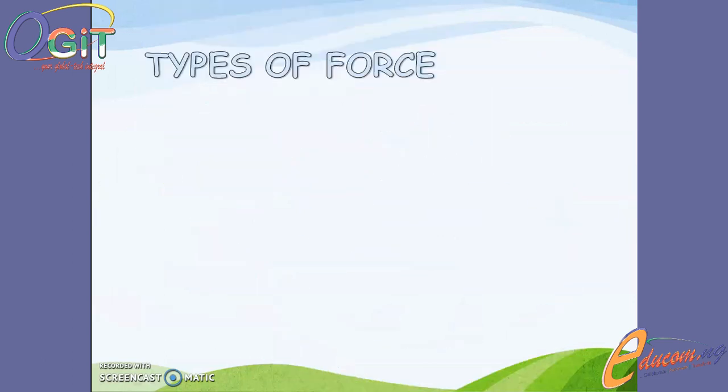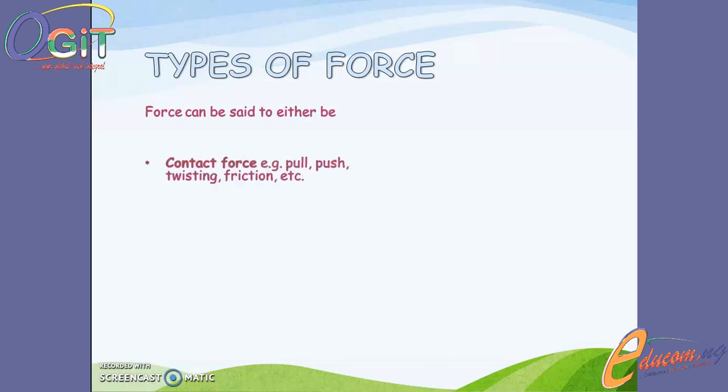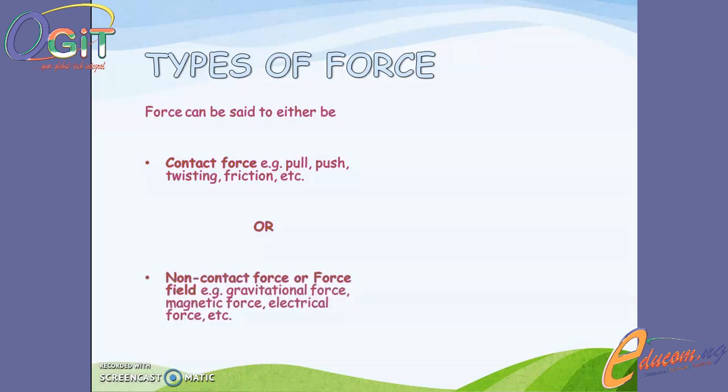Next is for us to look at the types of force available. This type of force can either be contact force. What is a contact force? A contact force is a force which derives its sources from coming in contact with a body. And contact force involves either pull, push, twisting, friction, or the likes. If a force is not a contact force, it can be a non-contact force or otherwise called force field. These are forces that do not require coming in contact with any type of body or object. Examples include gravitational force, magnetic force, electrical force, and so on and so forth.